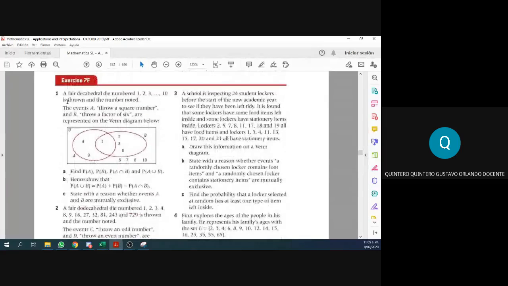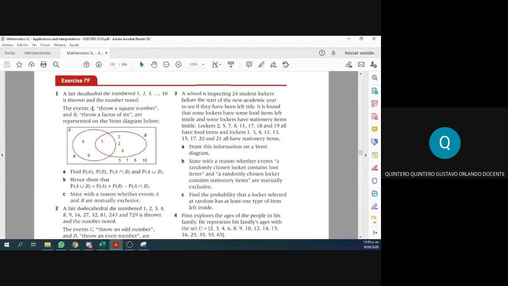All right, so number one, this one. A fair decahedral die, numbered 1, 2, 3, all the way till 10, is thrown and the number is noted. Now we're going to have two events. Event A: throw a square number. Event B: throw a factor of 6. So we have our two events, A and B.